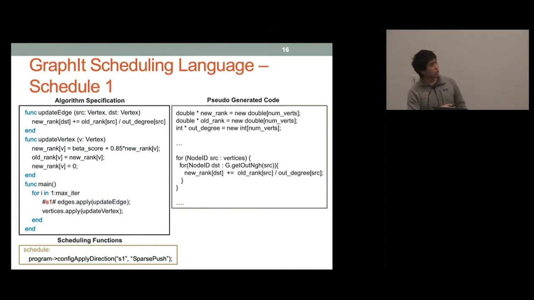And this is the generated code corresponding to this algorithm and scheduling specification. So it's pretty similar to the C++ code we saw earlier. We have a for loop over all of the vertices, and then we have an inner for loop over all of the outgoing neighbors of each vertex. And then we're going to update the new PageRank of our neighbor with our own PageRank normalized by our out degree.